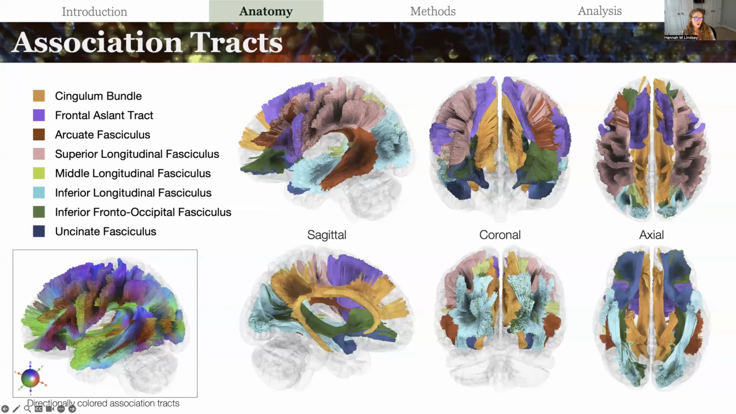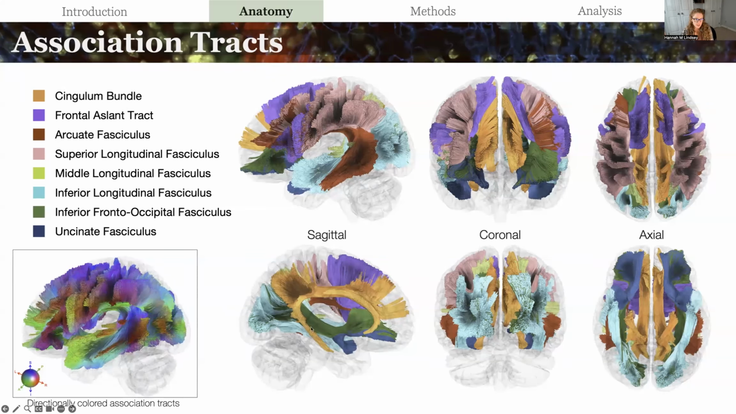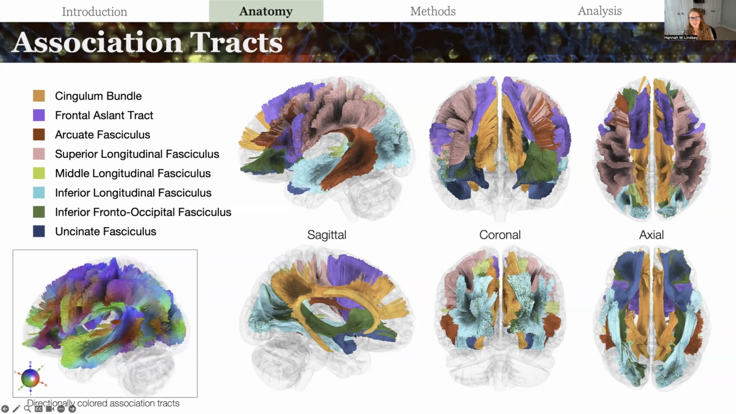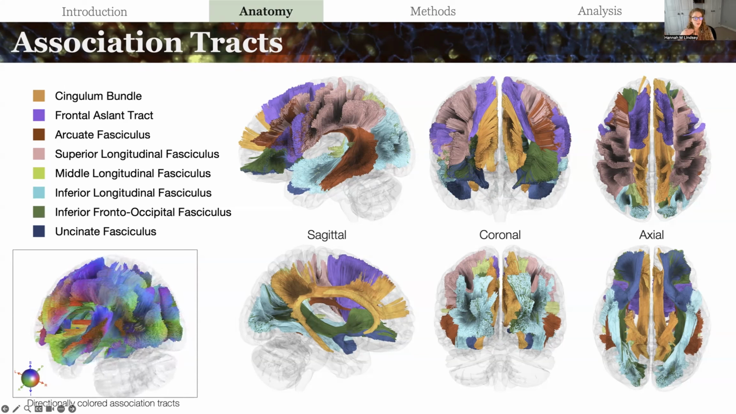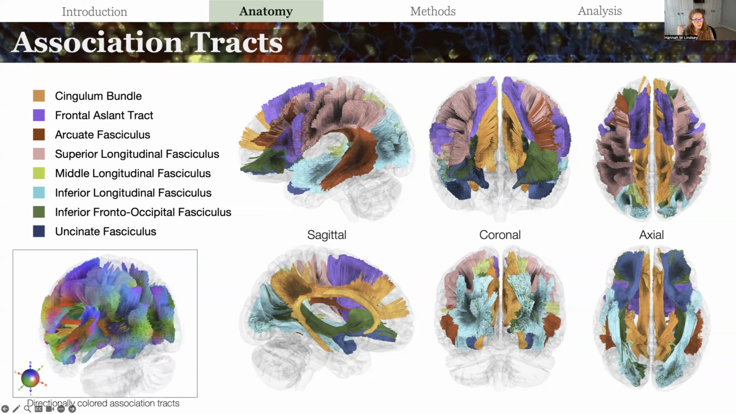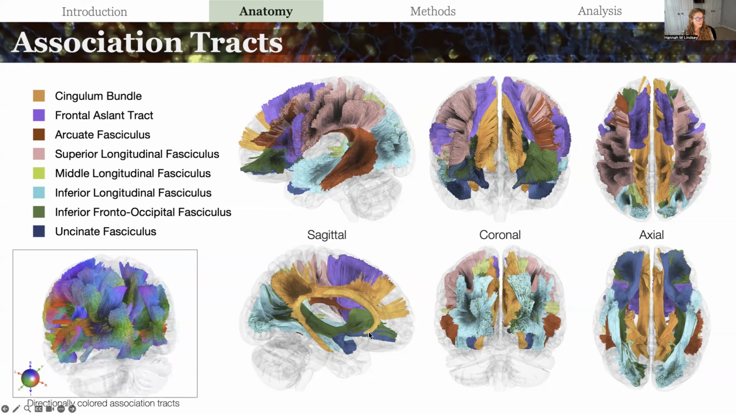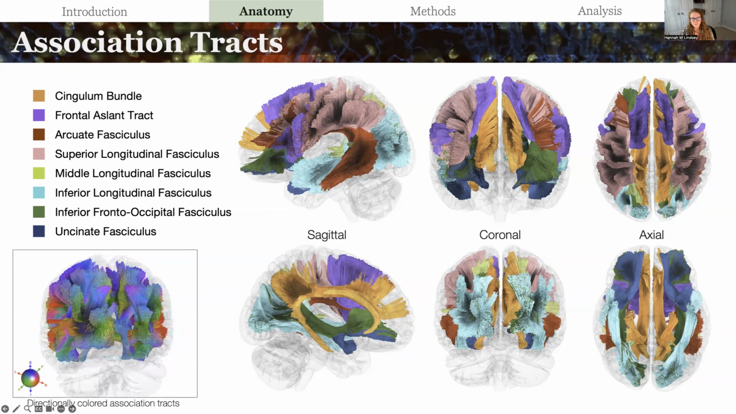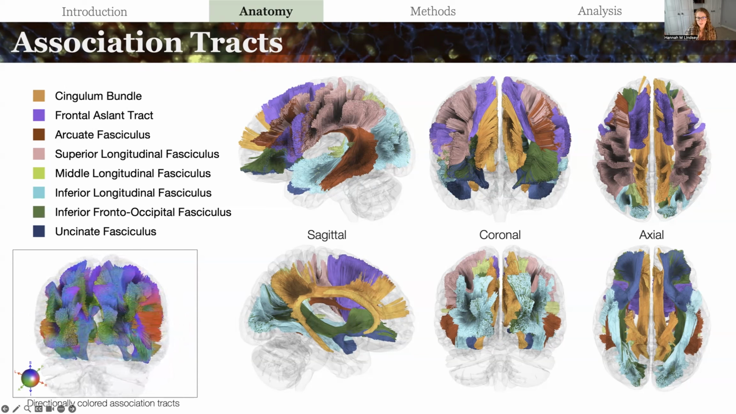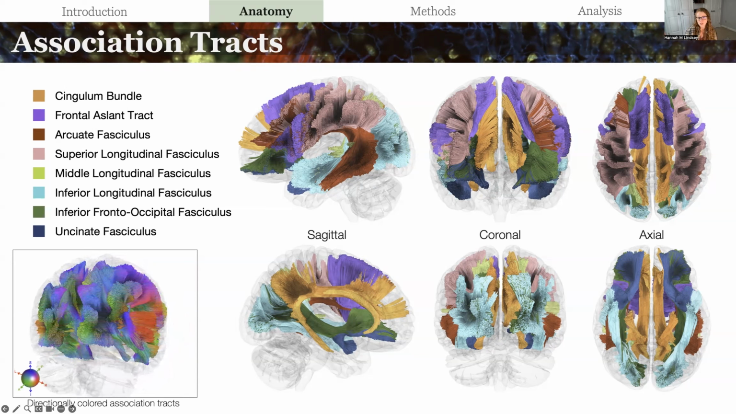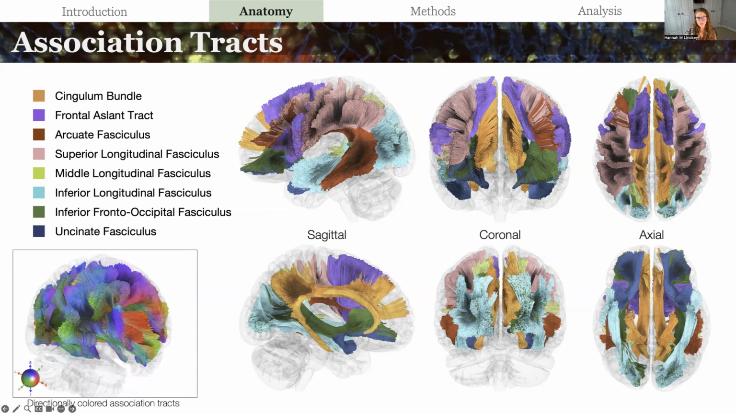The inferior fronto-occipital fasciculus, which you can see best here in dark green, is a very long association tract that connects the frontal cortex all the way to the occipital lobe through the temporal stem, which is this little area right here. It's largely involved in reading, attention, and very efficient visual information processing.